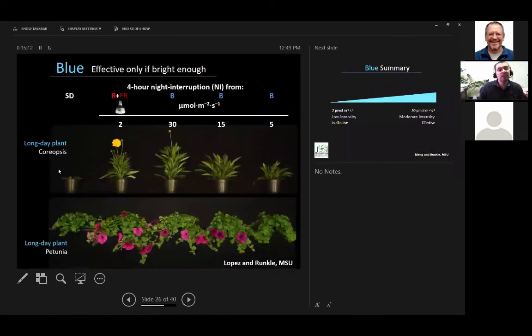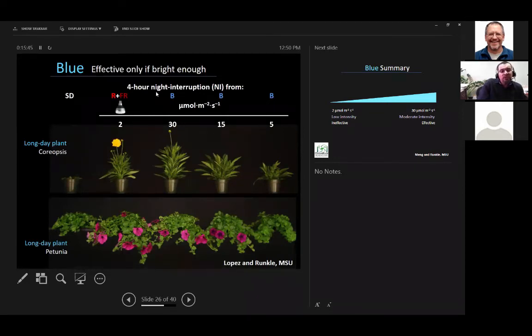So now let's move on and look at the effects of blue light. Until the advent of LEDs, we really hadn't done any sort of studies to determine if blue light could influence flowering. So in this example, we have 2 long day plants: Coreopsis and Petunia. The plants were grown under short days, or they were grown under LEDs that are providing red and far red light at 2 micromoles. As we would expect, the plants are in flower.